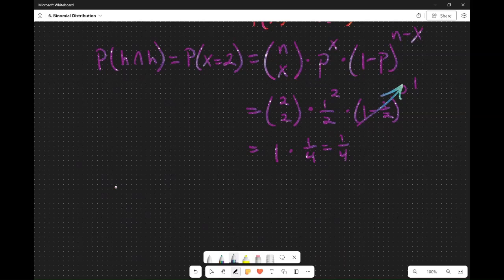Right, now we're going to flip the coin 3 times, but x is still going to be equal to 2. So what's the probability of heads and tails?